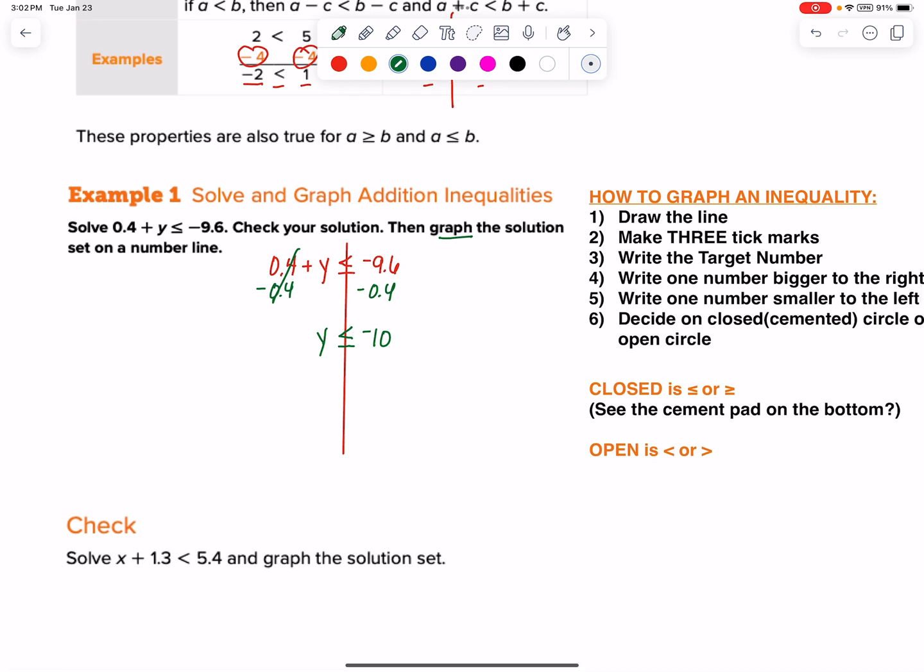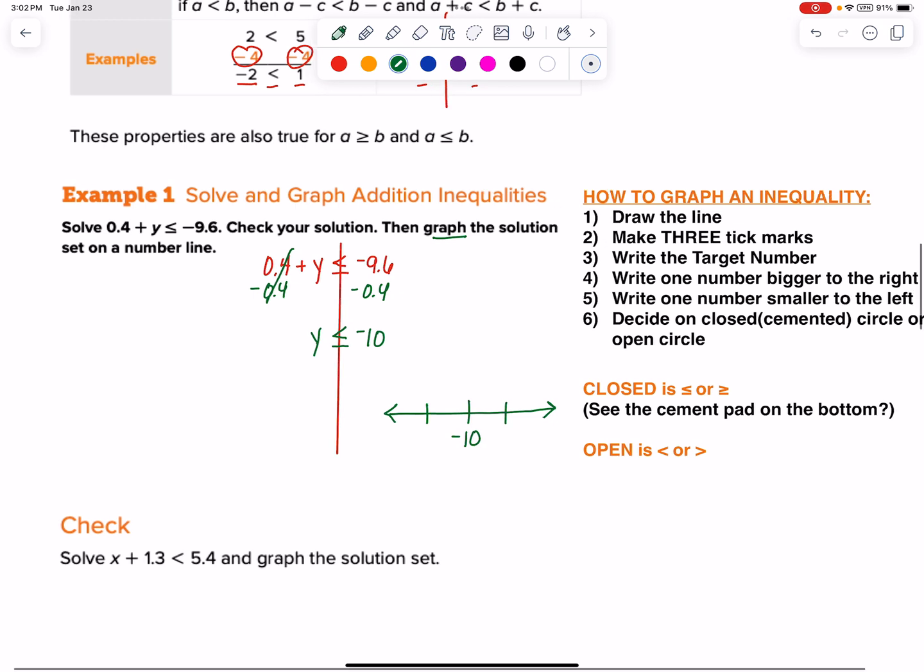It's a pretty simple process, and it doesn't need to be very big. Okay, so I'll do it right here for you. So here's my line. The line has arrows on both sides. I'm going to make the 3 tick marks: 1, 2, 3. Write the target number. My target number is -10. Okay, that's the number that we see up there.